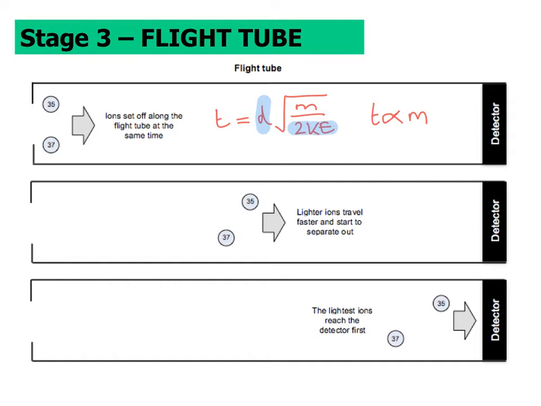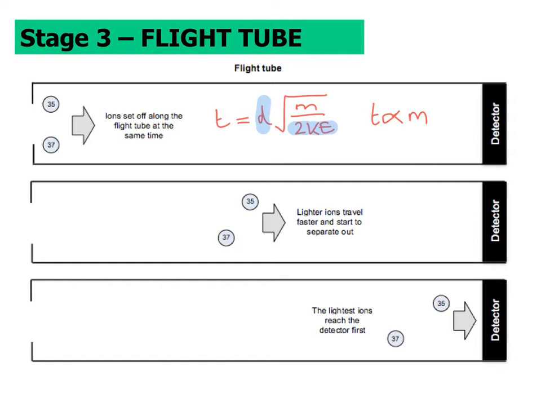So in this illustration here, we've got 2 particles, one with a mass of 35, one with a mass of 37. They are setting off along the flight tube at the same time. They both have the same kinetic energy. The kinetic energy is related to mass and velocity. So the 37 clearly has a greater mass than the 35 particle. That must mean that its velocity is less if they're to have the same kinetic energy. But as we've seen anyway, time is proportional to mass. So as the race gets started, 35 is travelling at a greater velocity, and they start to separate out because they're travelling at different velocities.